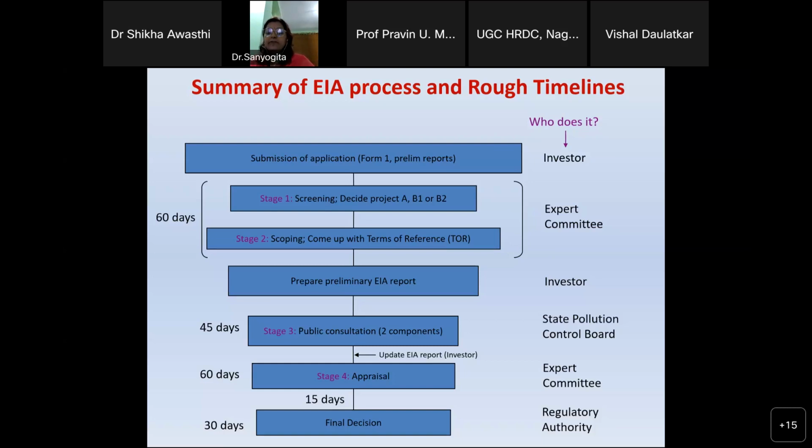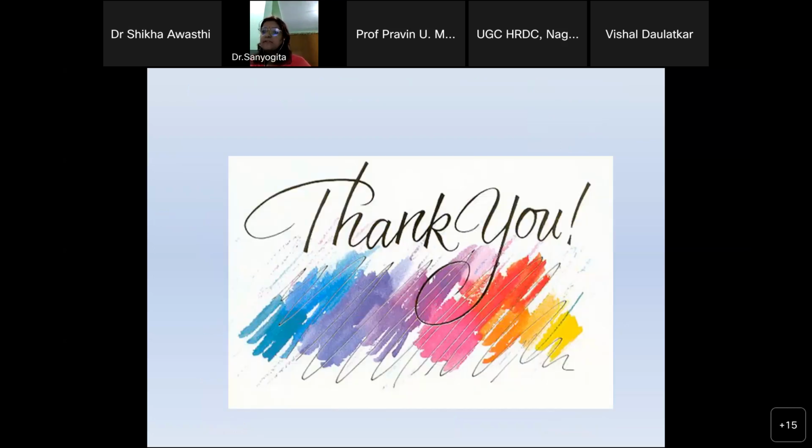And then next comes the appraisal committee, which goes with the decision making after studying both the EIA report as well as the public consultation, and the final decision comes into existence within a 15 to 30 days span. So in this way, the regulatory work will go on. With this EIA studies, I have hurried my presentation, and I am extremely sorry for skipping certain slides. Thank you.